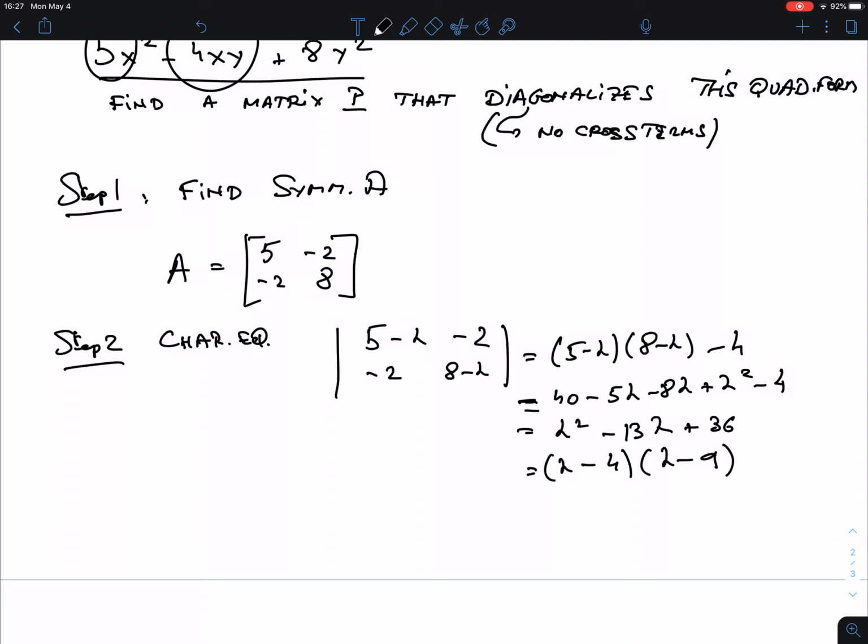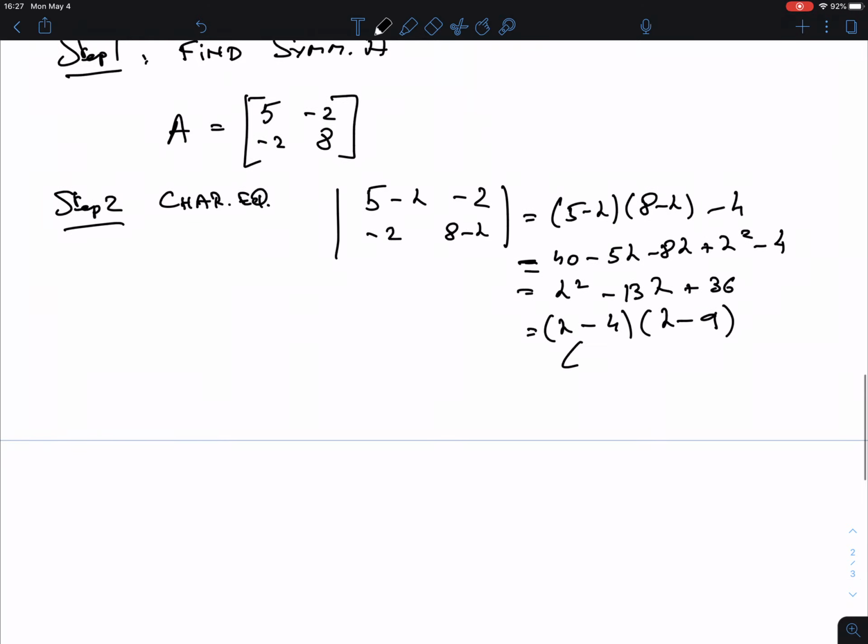Yeah, you have to go through the various divisors of 36, okay? So 36 can be 1 times 36, 2 times 18, 3 times 12, and so on, until you find the good combination, if there is one. And if you don't find it that way, use the quadratic formula. Okay. All right, so this is equal to 0, so lambda is 4 and lambda is 9. Okay, so step 3, the eigenspaces, or rather, the orthonormal basis of the eigenspaces.